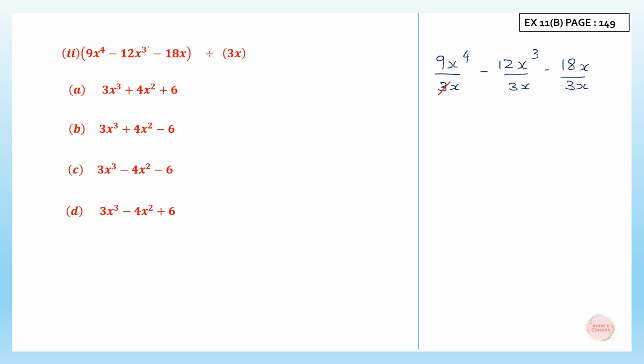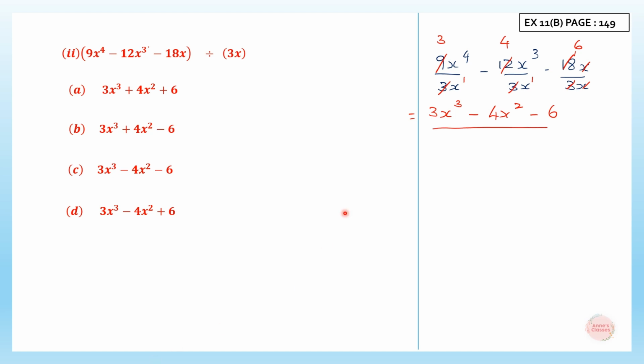Now let's cancel. 3 1s are 3, 3 3s are 9. So here what do we have? We have 3x to the power of 4 minus 1. When it's division, you subtract the powers. 4 minus 1 is 3. Minus, cancel, 3 4s are 12. So here we have 4x to the power of 3 minus 1, which is 2. Minus, again cancel, 3 6s are 18. So we have 6, and we can also cancel x and x. So this is the answer that we have.